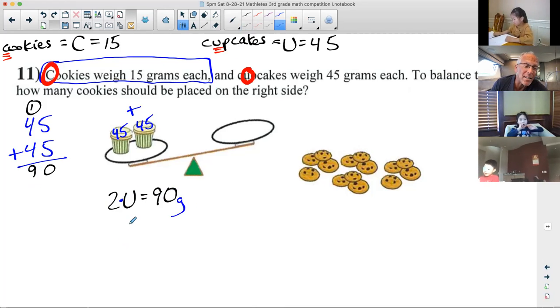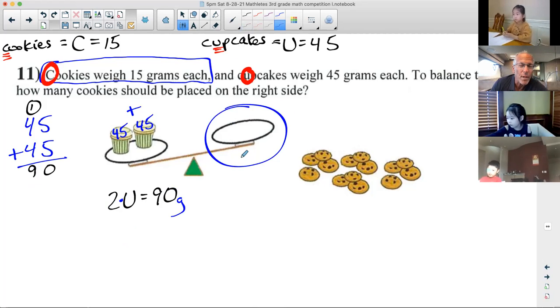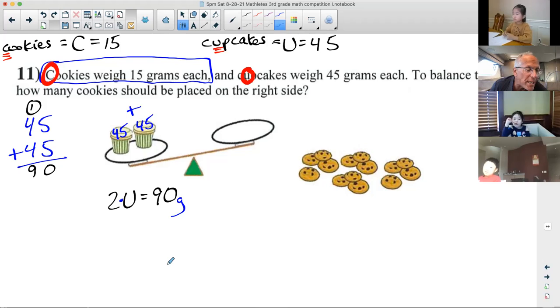Now, the question is, how many cookies should be placed on the right side of the scale in order to balance the scale? Remember our equations? All equations have equal signs. This triangle really is like an equal sign. And Jason, do you want to raise your hand before you call out an answer, please? What would you like to say?